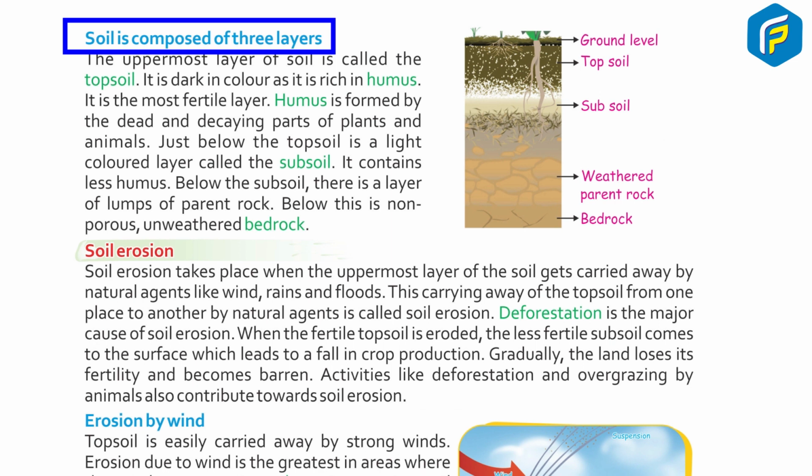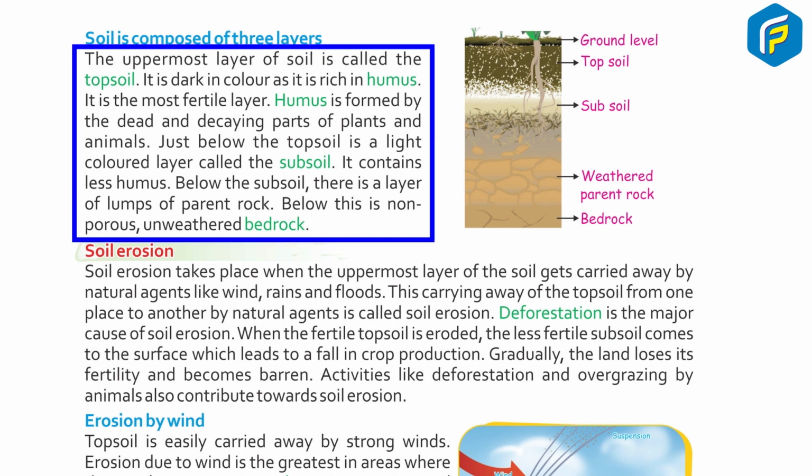Soil is composed of 3 layers. The uppermost layer of soil is called the topsoil. It is dark in color as it is rich in humus. It is the most fertile layer. Humus is formed by the dead and decaying parts of plants and animals.